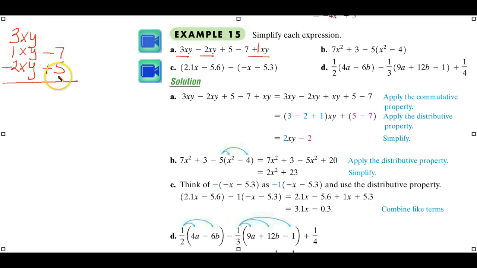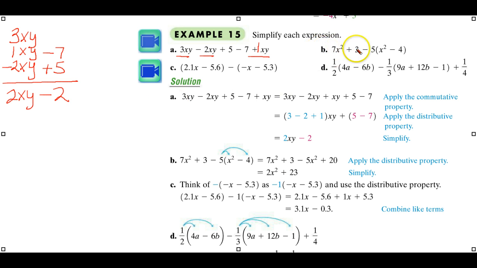So you get all your like terms in like term columns, and then here this is going to be a 4 minus 2 is 2xy. And here there's a negative 7 and a positive 5. This will be a negative 2.